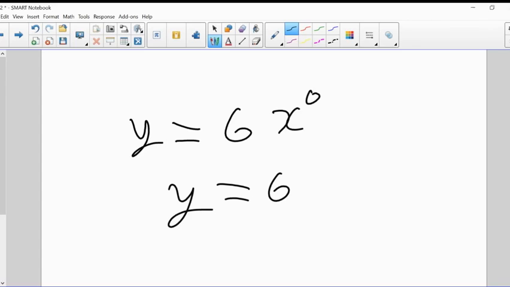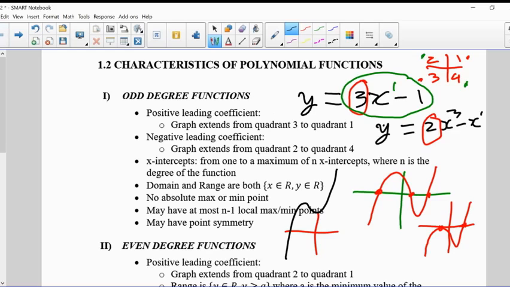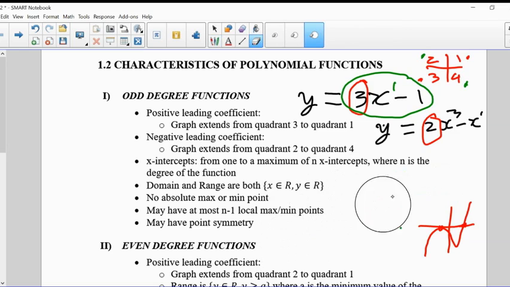Okay. All right, so let's go back to this. All right, so we talked about x-intercepts. So from either 1 to a maximum of n, where n is the degree of the function. Domain and range, let's just talk about that. Let me erase all of this here.